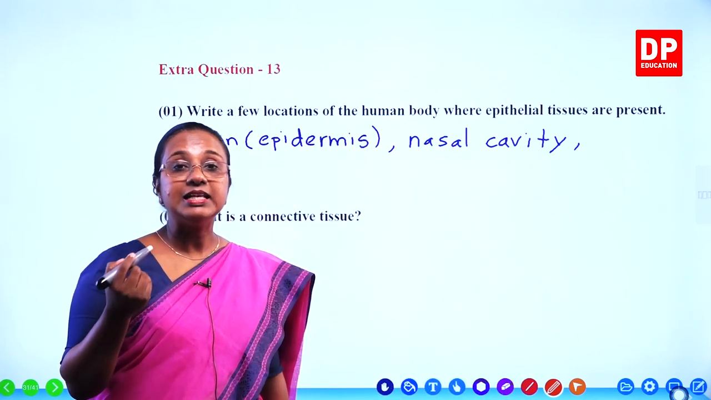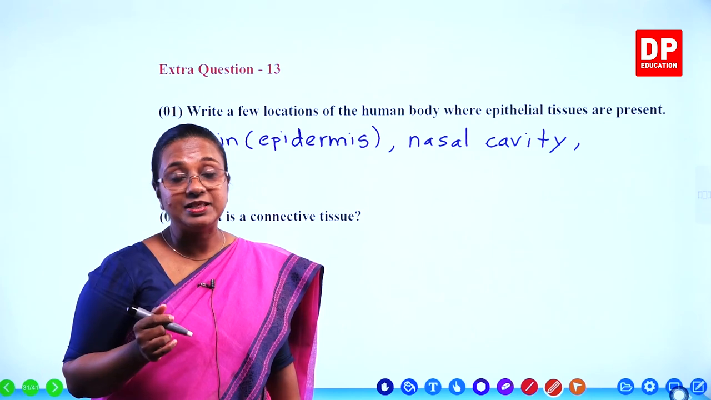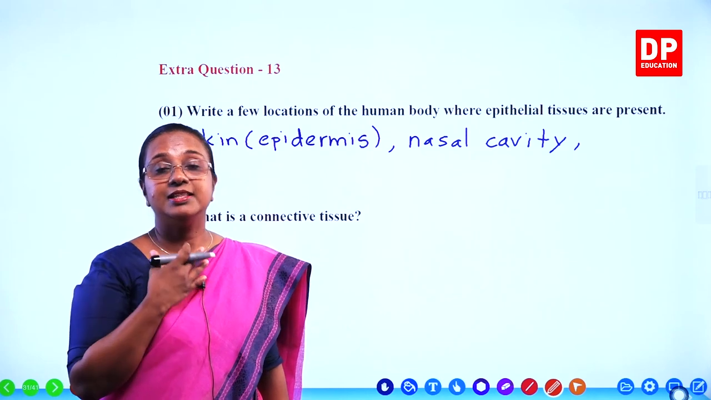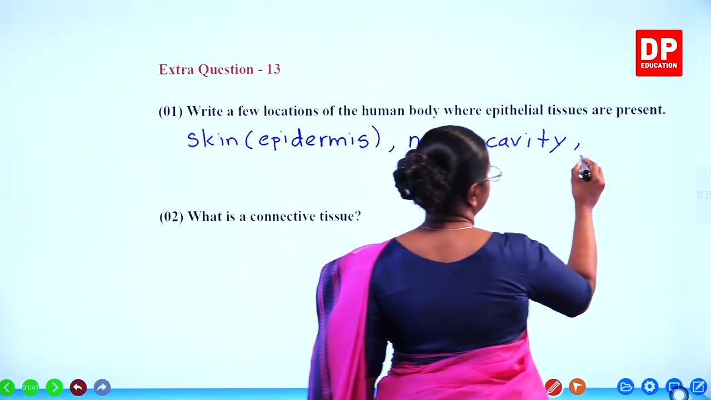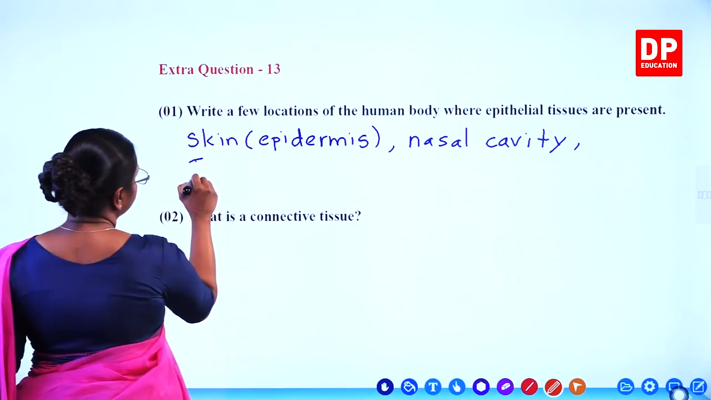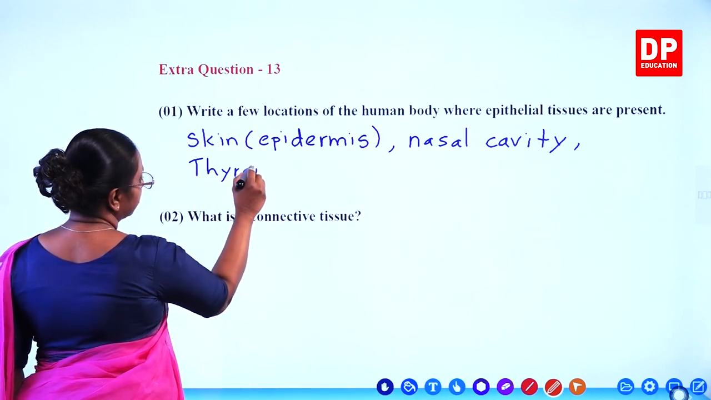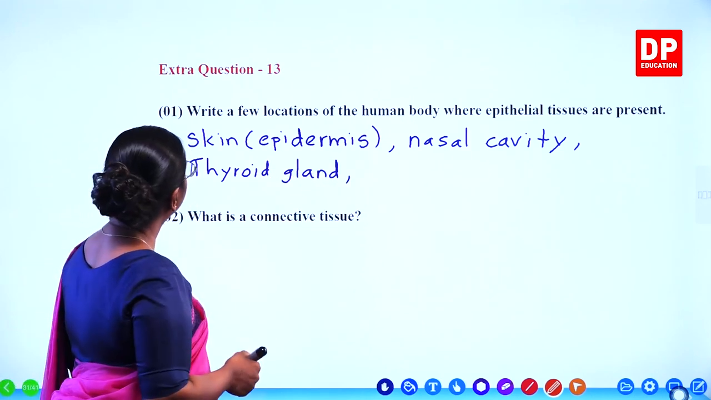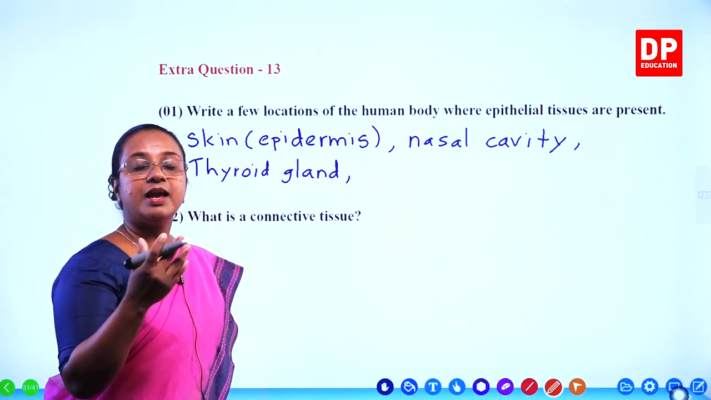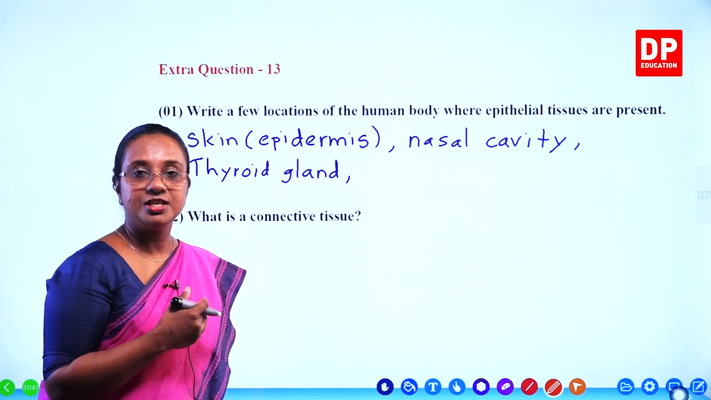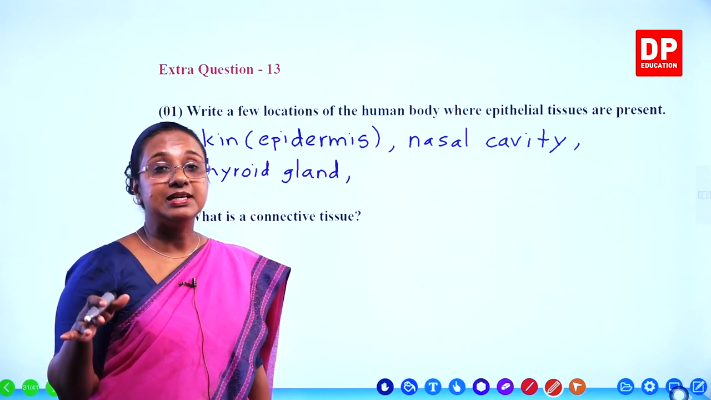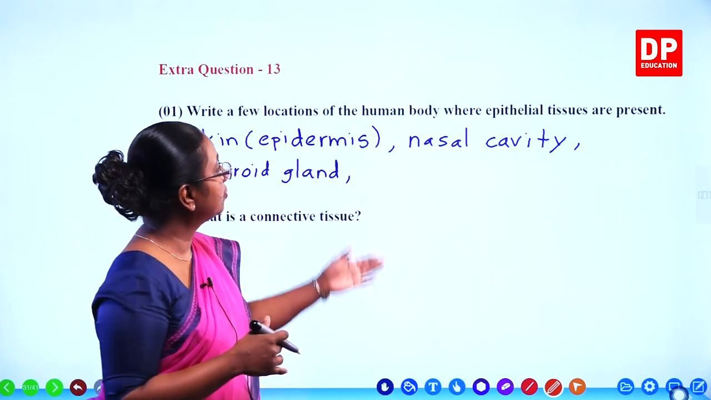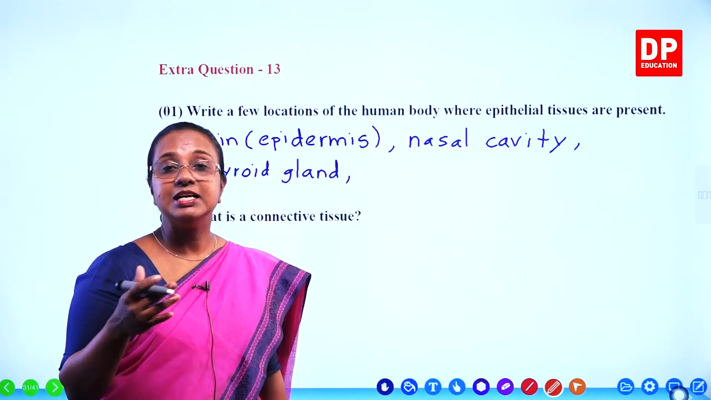Then we have the glands, which are lined with epithelial tissue. For example, we can take the thyroid gland that is present in the neck region. The thyroid gland. They have asked for a few locations. We can write another location. If you can remember, the bladder, where the urine fills, that is also lined with epithelial tissue.